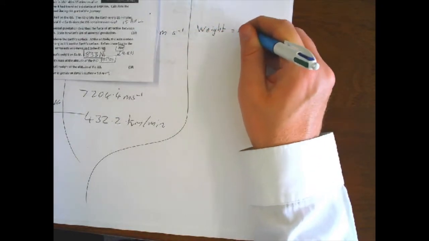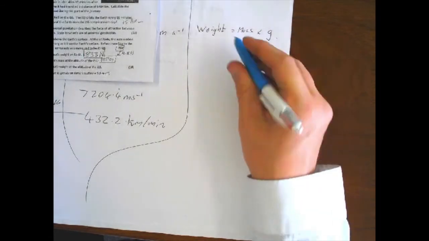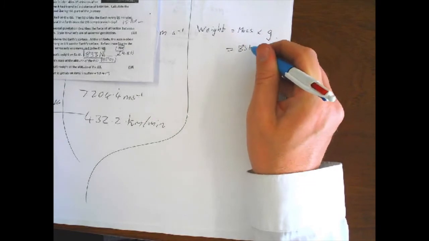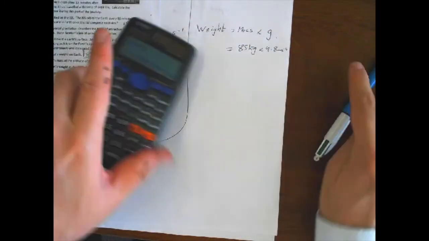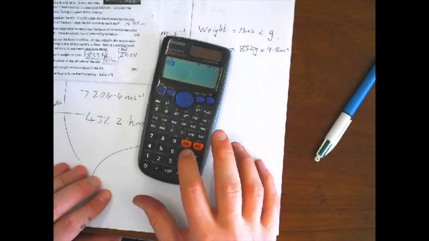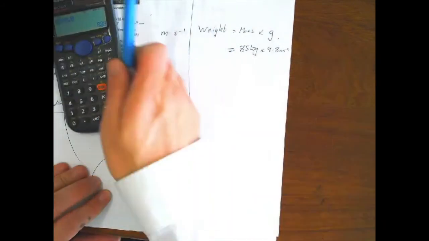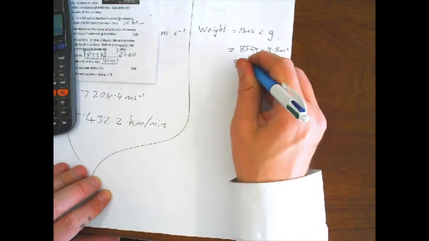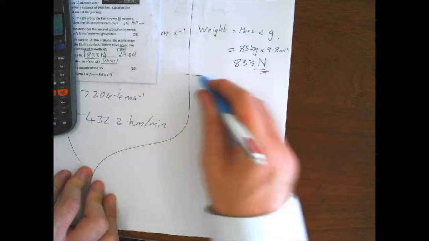Weight is equal to mass times the acceleration due to gravity. So that's equal to 85 kgs times 9.8 meters per second squared. So he or she has a weight of 833 newtons. Make sure again, give your answer in newtons because you're looking for weight.